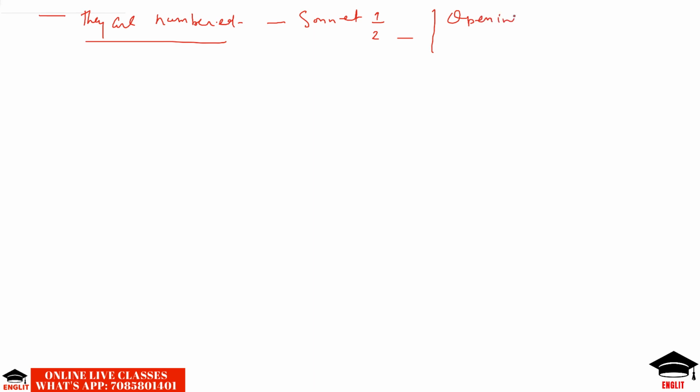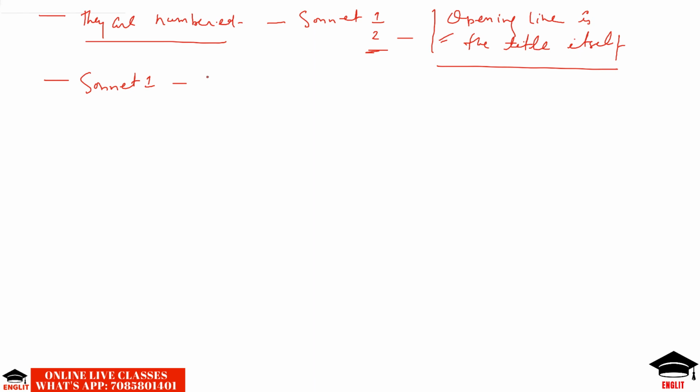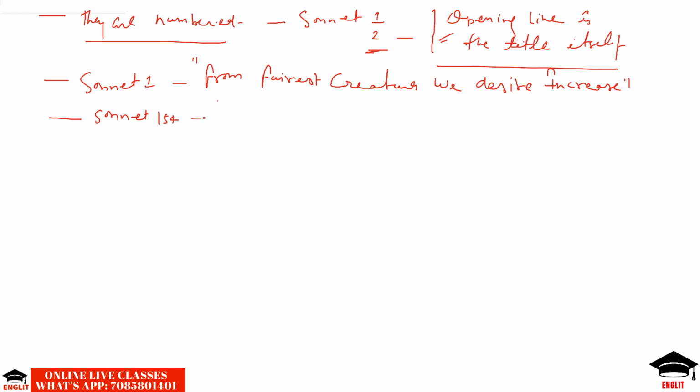The sonnets of Shakespeare do not have separate titles. Rather, they are numbered: sonnet 1, sonnet 2, and so forth. Or they are known by the first line, the opening line. So the opening line is the title itself. They are identified either by the opening line or by the number they have. Sonnet number 1 is titled From Fairest Creatures We Desire Increase. This is the title of the first sonnet.